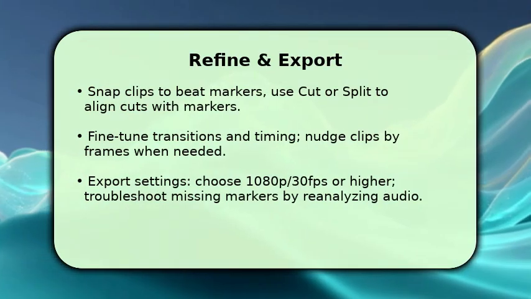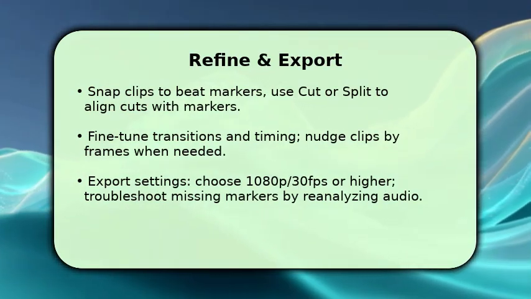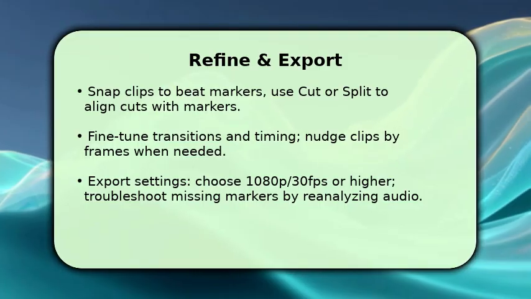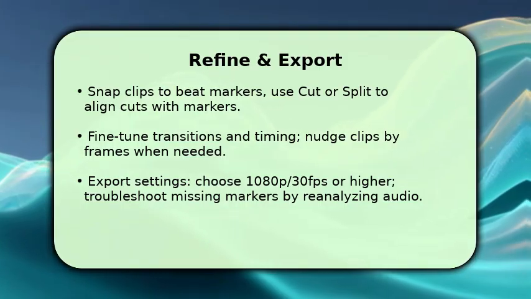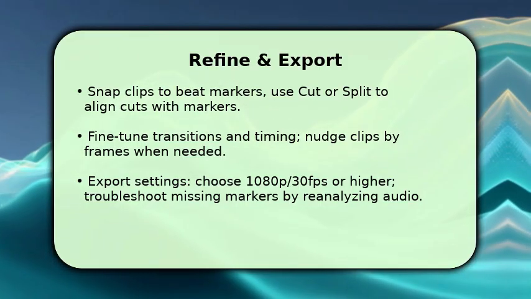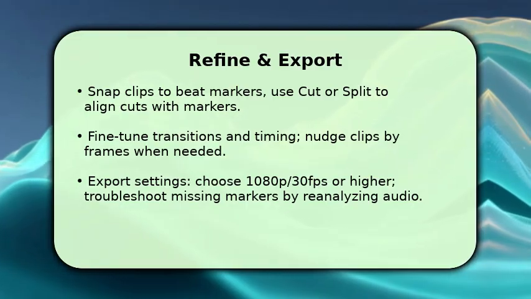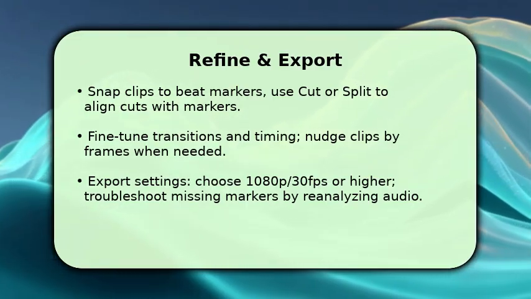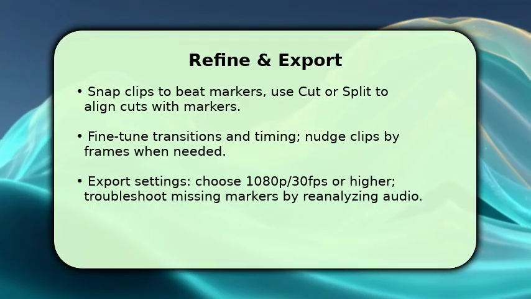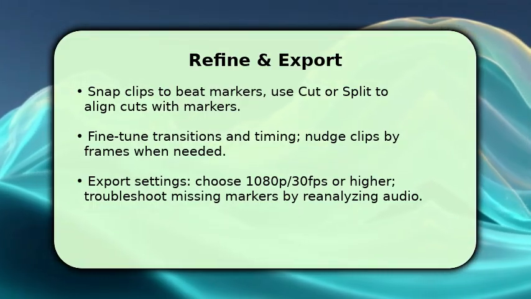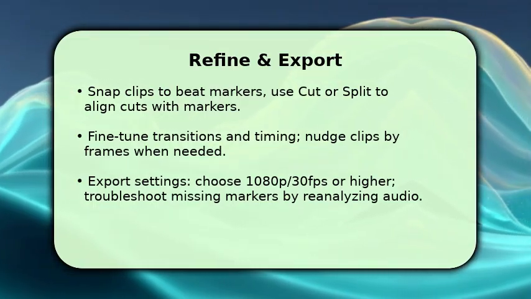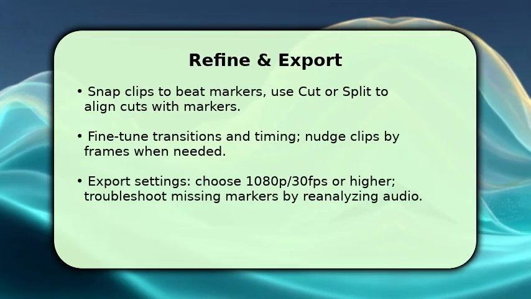Once beat markers look correct, snap your video clips to those markers using cut or split so visual changes hit the beat. Refine timing by nudging clips by one or a few frames and add transitions that match the musical energy. When satisfied, export with preferred resolution and frame rate, typically 1080p at 30 FPS or higher.